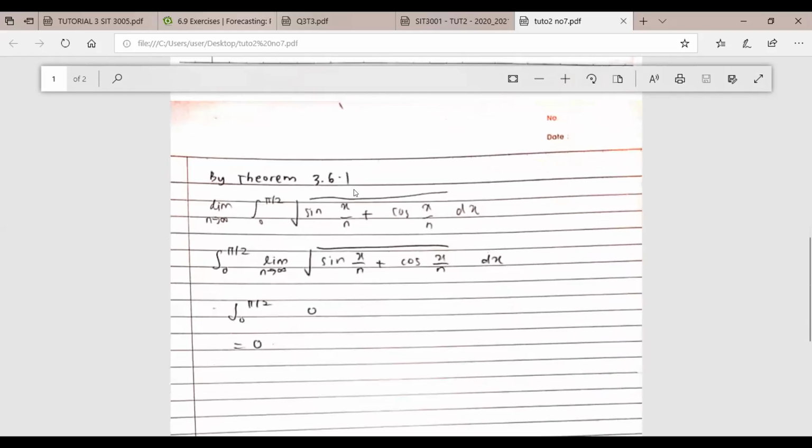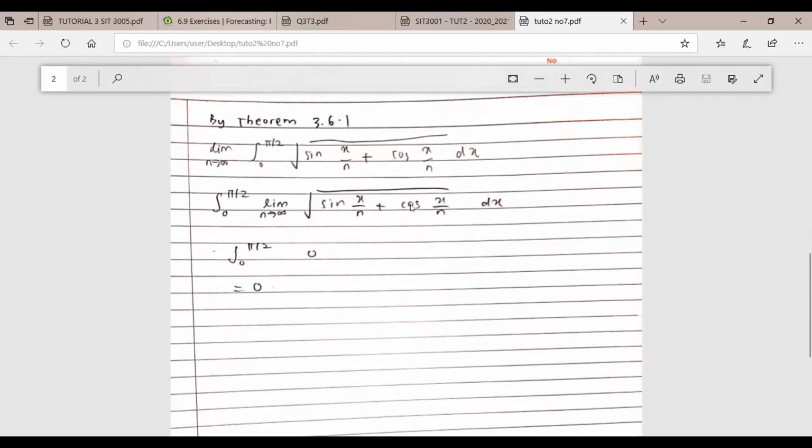So by theorem 3.6.1, the limit of the integral from 0 to pi over 2 of the function, we can integrate the limit, which is 0. So the limit is 0.